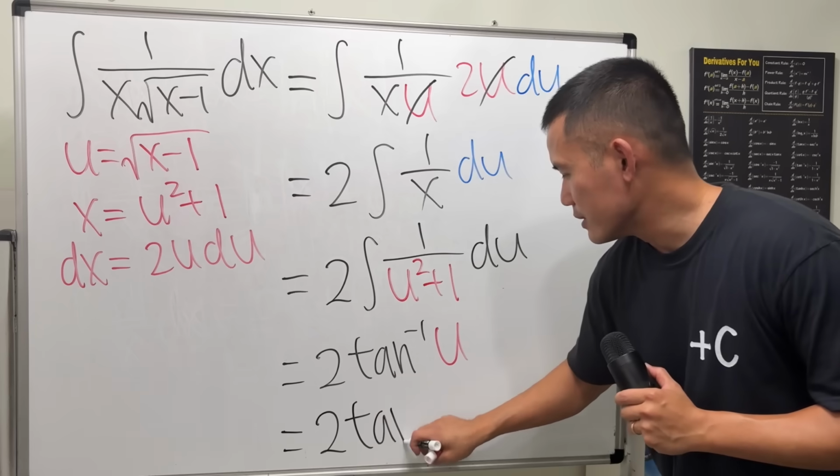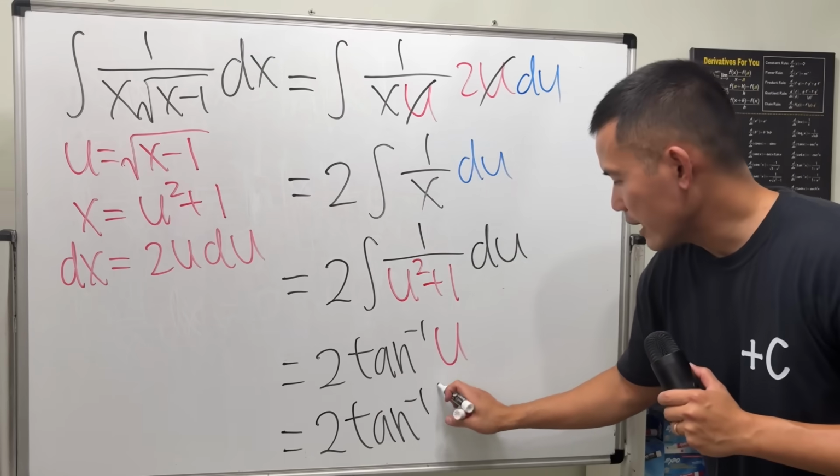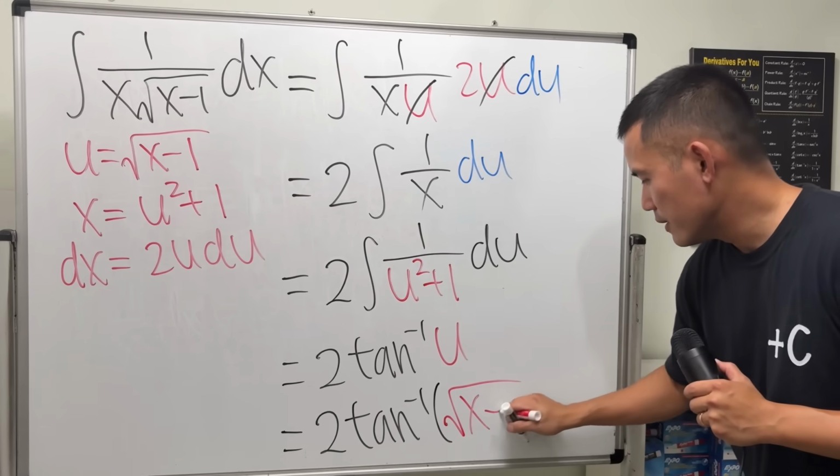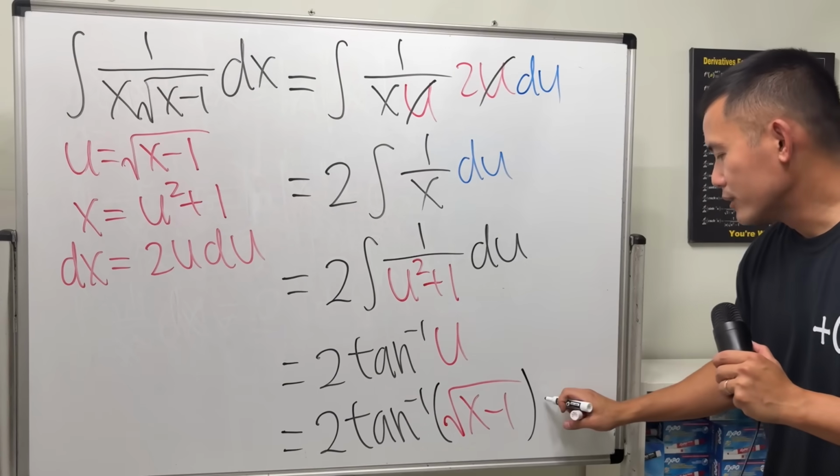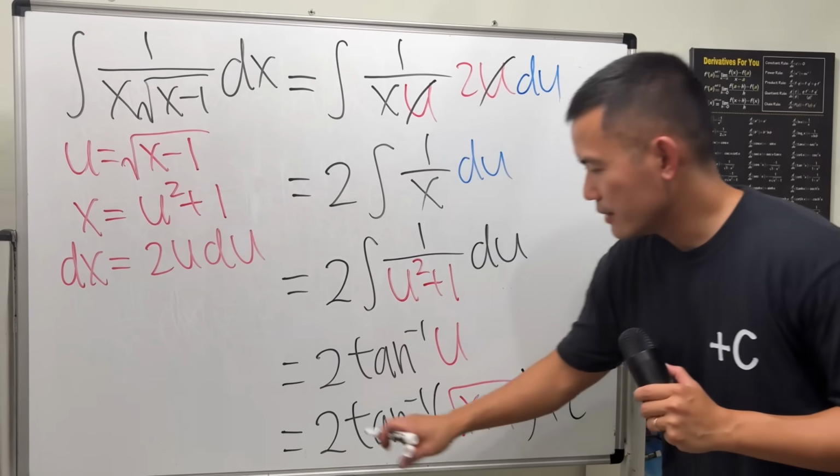This is 2 inverse tangent. u is square root of x minus 1. I'll put that down right here. And then I'm all done, so I'll put the plus c right here.